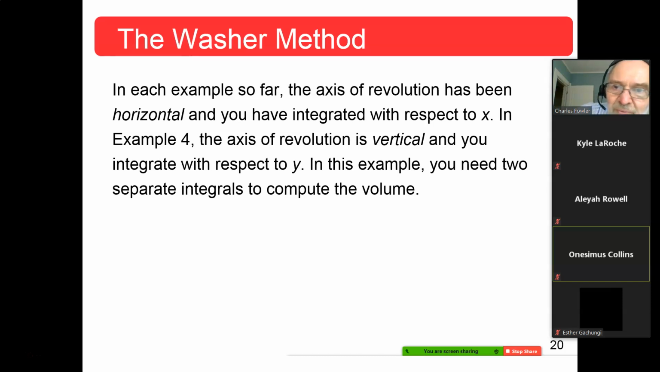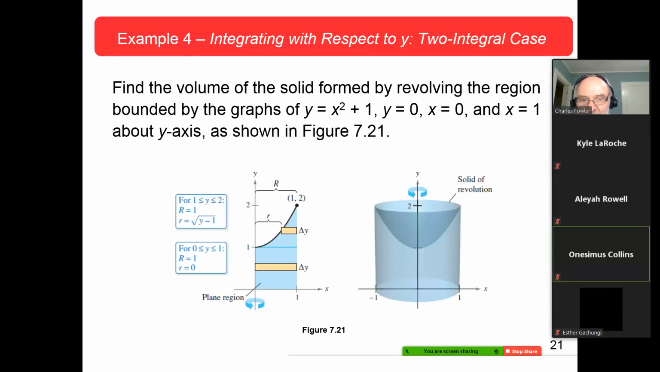Okay. In each example so far, the axis of revolution has been horizontal, and you have integrated with respect to x. In example 4, which is coming up next, the axis of revolution is vertical, so you're going around it this way, so you're going to want to take your washer thicknesses as dy, integrating with respect to y. In this example, you need 2 separate integrals, well, we haven't gotten there yet, to compute the volume. So let's see what the integral is.